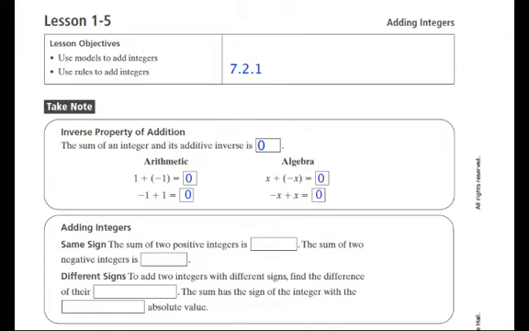For adding integers, if the signs are the same, the sum of two positive integers is positive. If you have negative integers, the sum of two negative integers is negative. When you have different signs, to add two integers with different signs, find the difference of their absolute value. The sum has the sign of the integer with the larger absolute value.